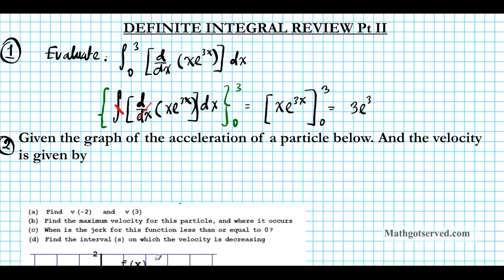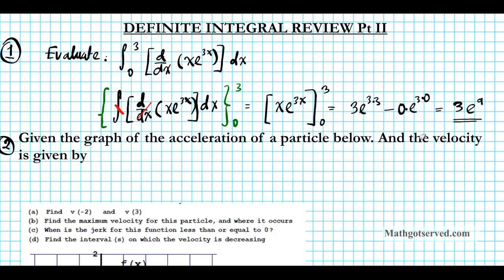Plug in 3 into the 2 x's. 3 times 3 minus 0 times e to the 3 times 0. You can clearly see that this entire expression is 0, and you're left with 3 e to the 9th power. Alright, so there goes your final result.